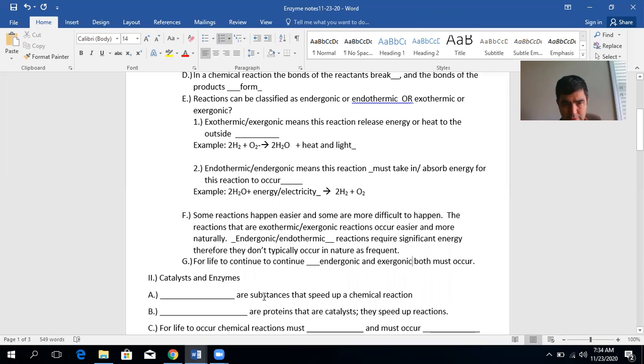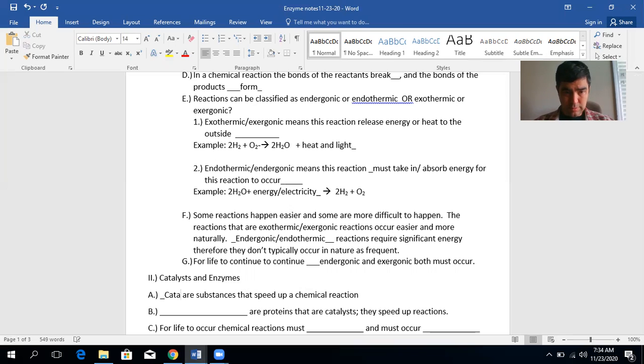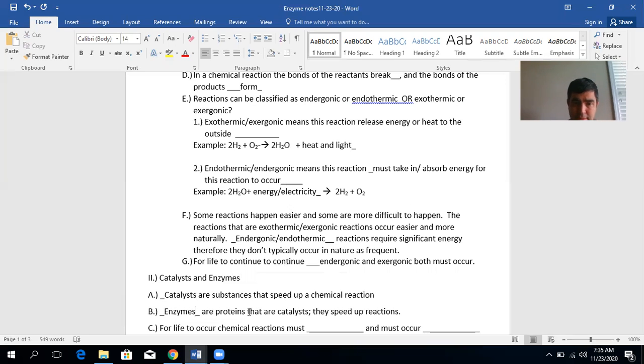Next thing here, blank are substances that speed up a chemical reaction. Now we're into enzymes and stuff. Yes, it is an enzyme, but it's not right here. We're going to say this is going to be a catalyst. Catalysts are substances that speed up a chemical reaction. One type of catalyst is an enzyme. Enzymes are proteins that are catalysts. They speed up chemical reactions.